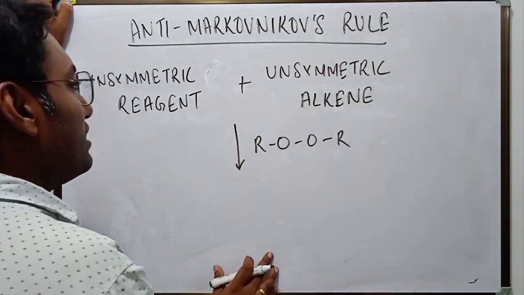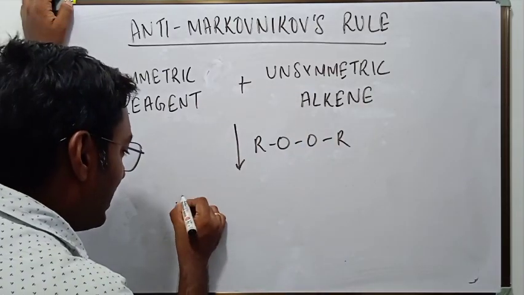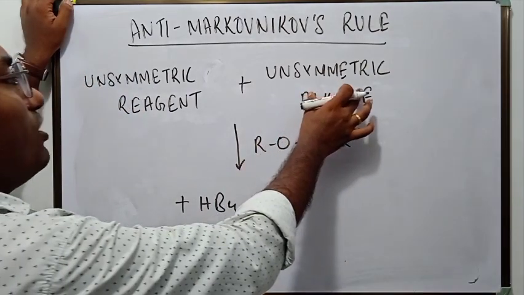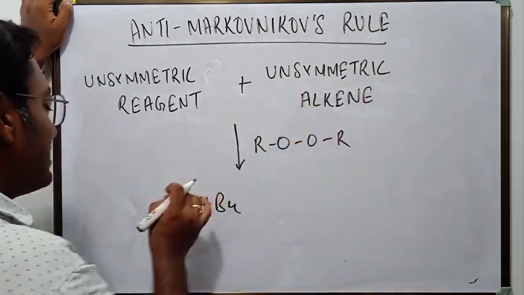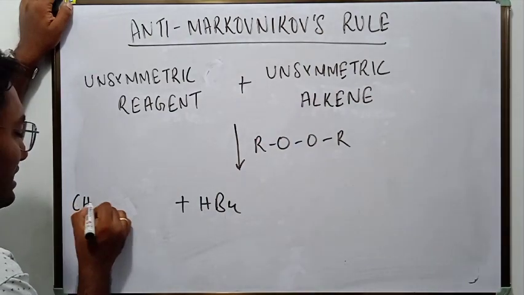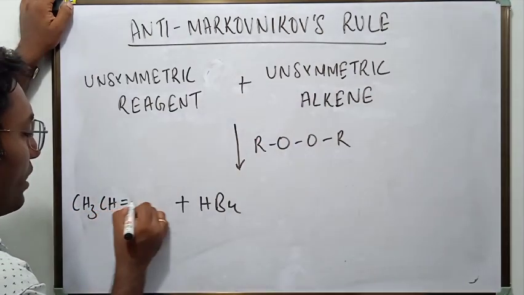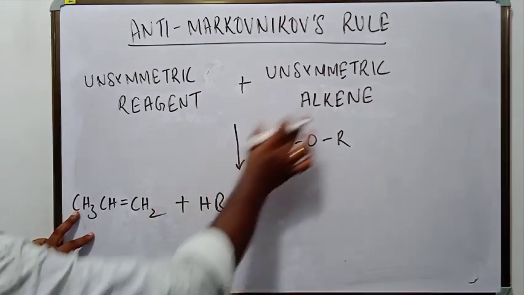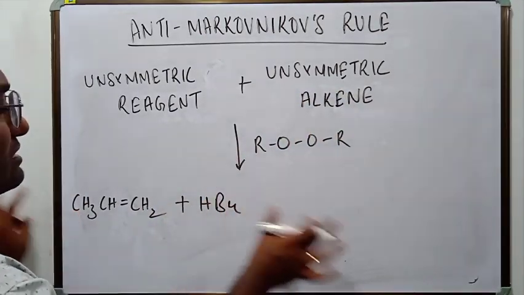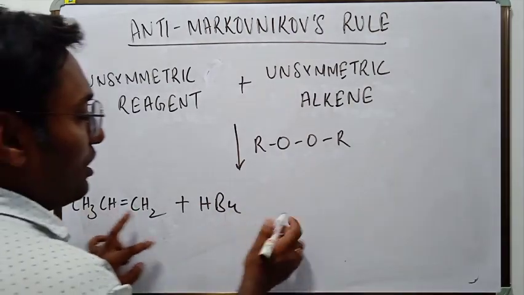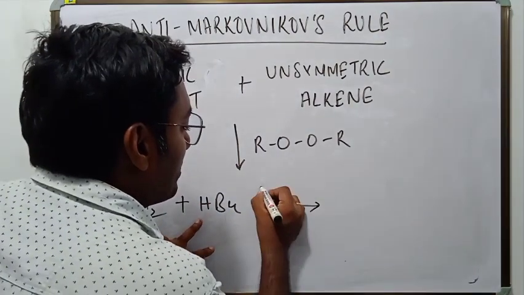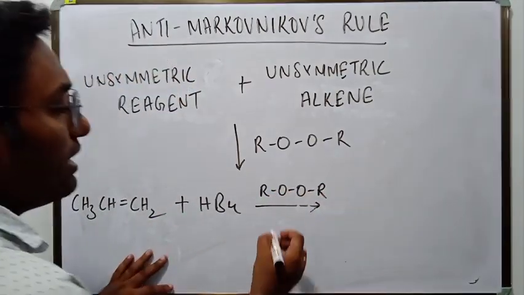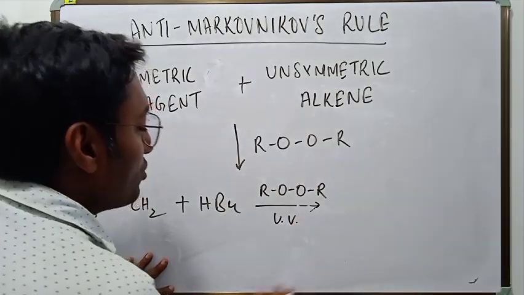As an example of an unsymmetrical reagent, I take HBr, and as an example of an unsymmetrical alkene, I take the simplest of all, which is prop-1-ene, or simply propene. Now I react them in the presence of peroxides, and I also apply UV light or UV radiation.